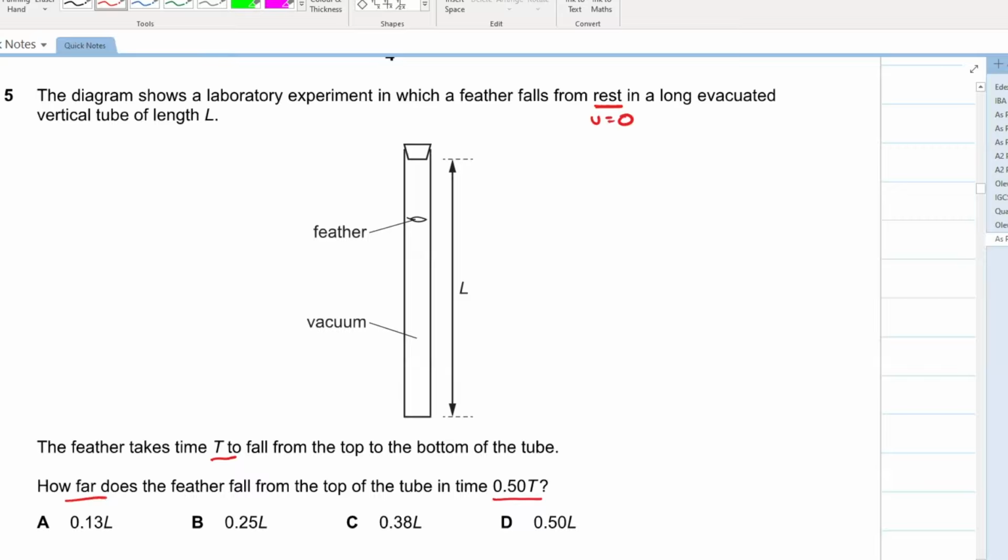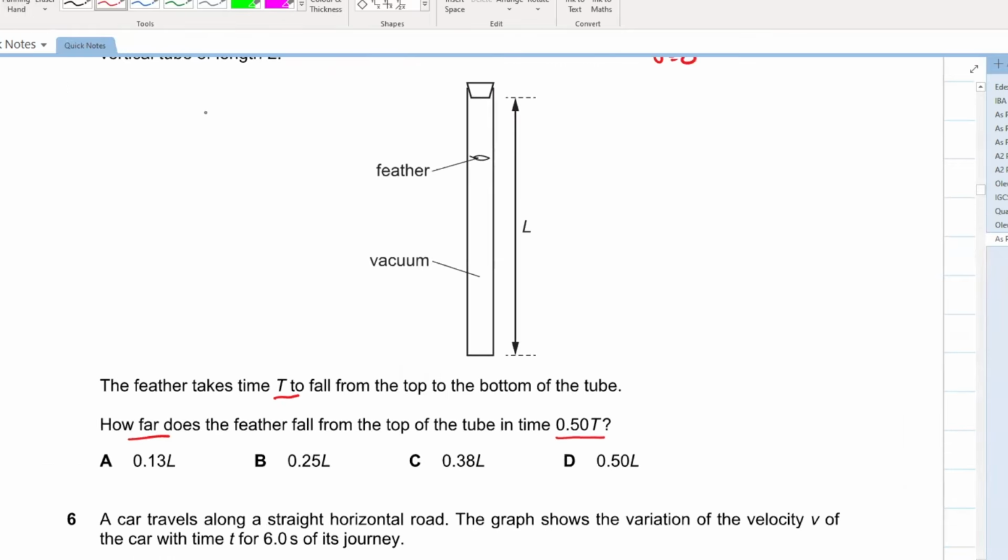How will you write it? Look, think a little. If you see here, the initial velocity is 0. The distance traveled s is L. The time taken is capital T. Can you calculate the acceleration for this journey?